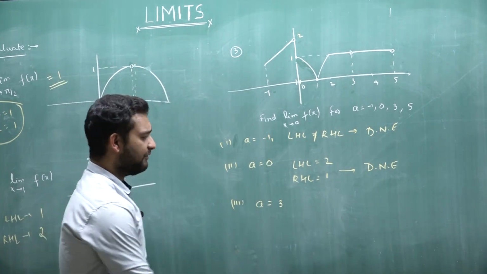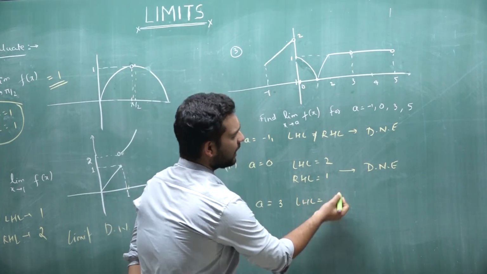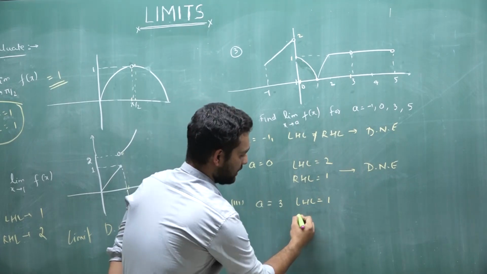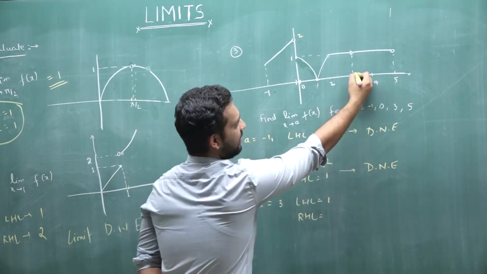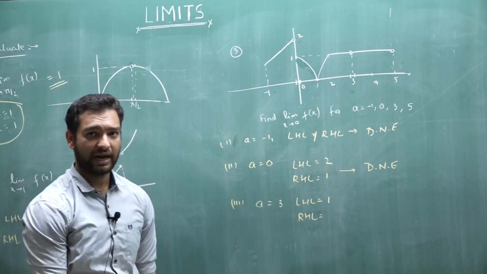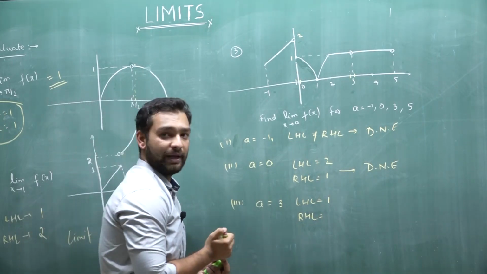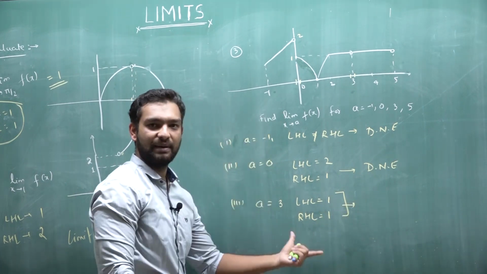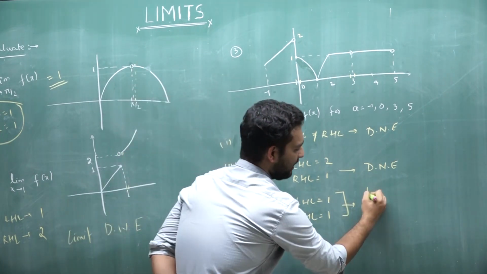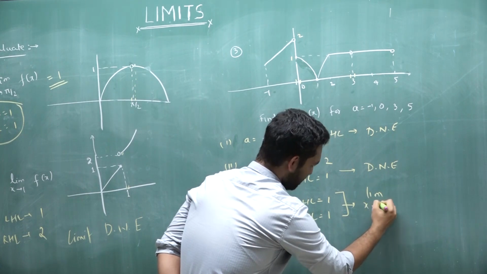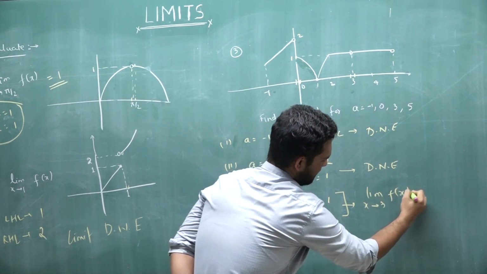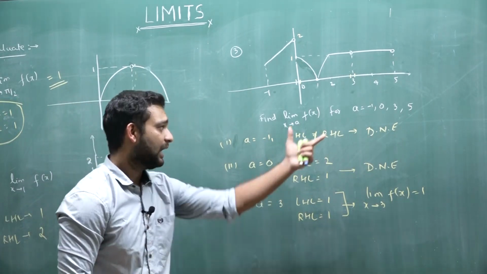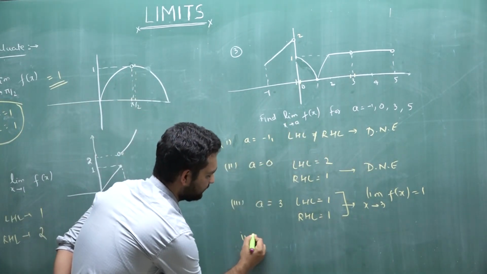So at a is equal to 3, if I look at the left hand limit, the left hand limit will be 1. The right hand limit, again, if I look at anything to the right hand side of this, it will be 1. Left hand limit is equal to right hand limit. That means the limit exists. So I can write limit x tending to 3 f of x is equal to the finite value, coming out as 1.